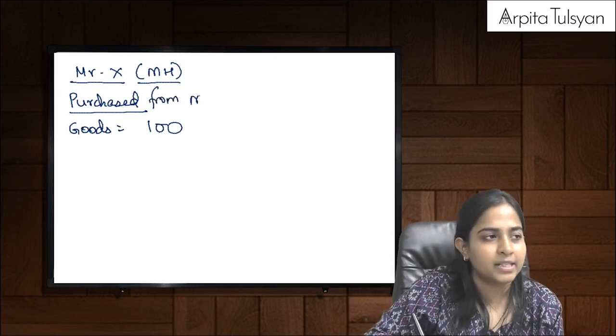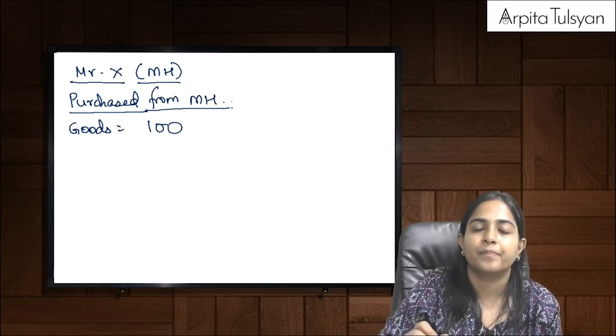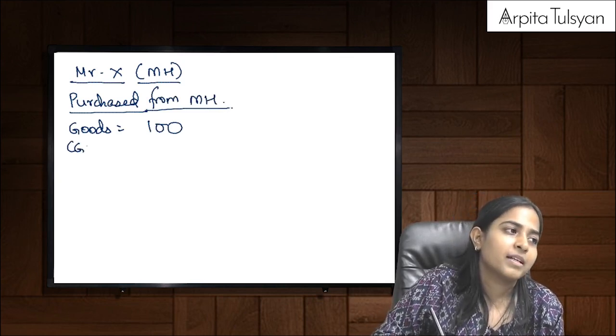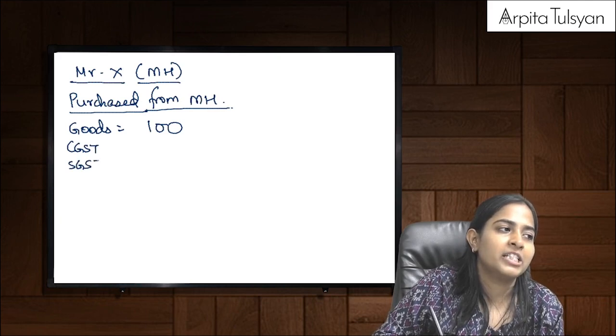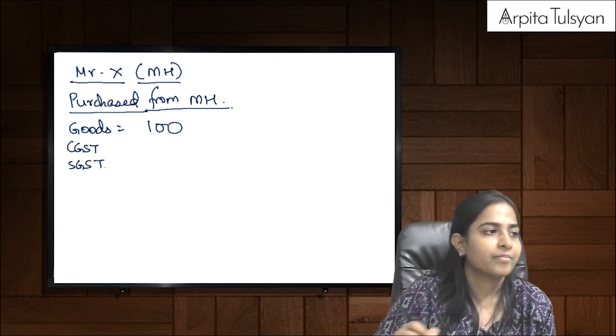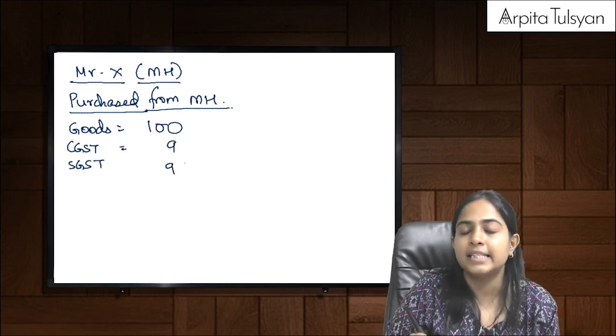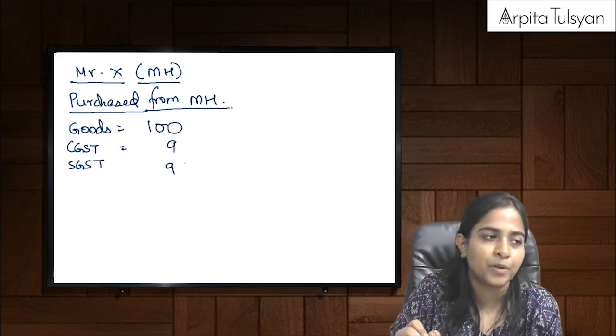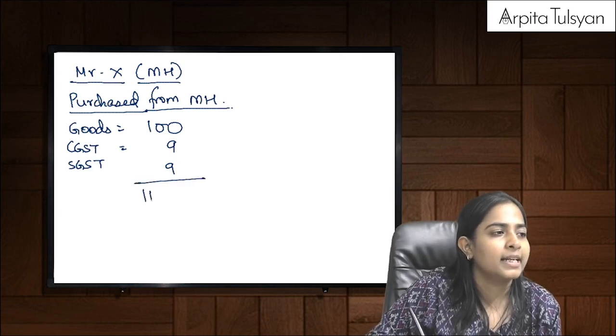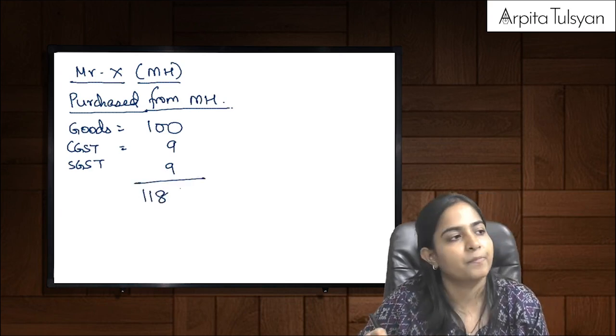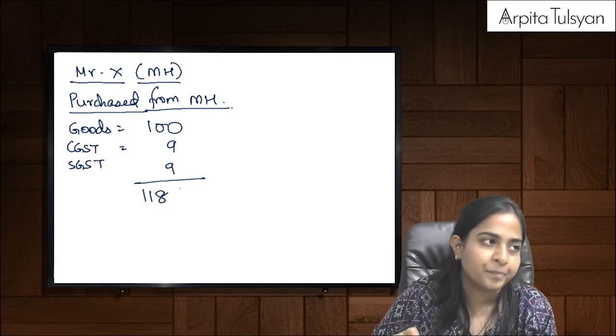He is also from Maharashtra and he has purchased from Maharashtra. So can I say he would have paid CGST and SGST? Yes. Let's say he has paid 9 rupees of CGST, 9 rupees of SGST, total 18% of 100. Total he has paid 118 rupees. This is his purchases.